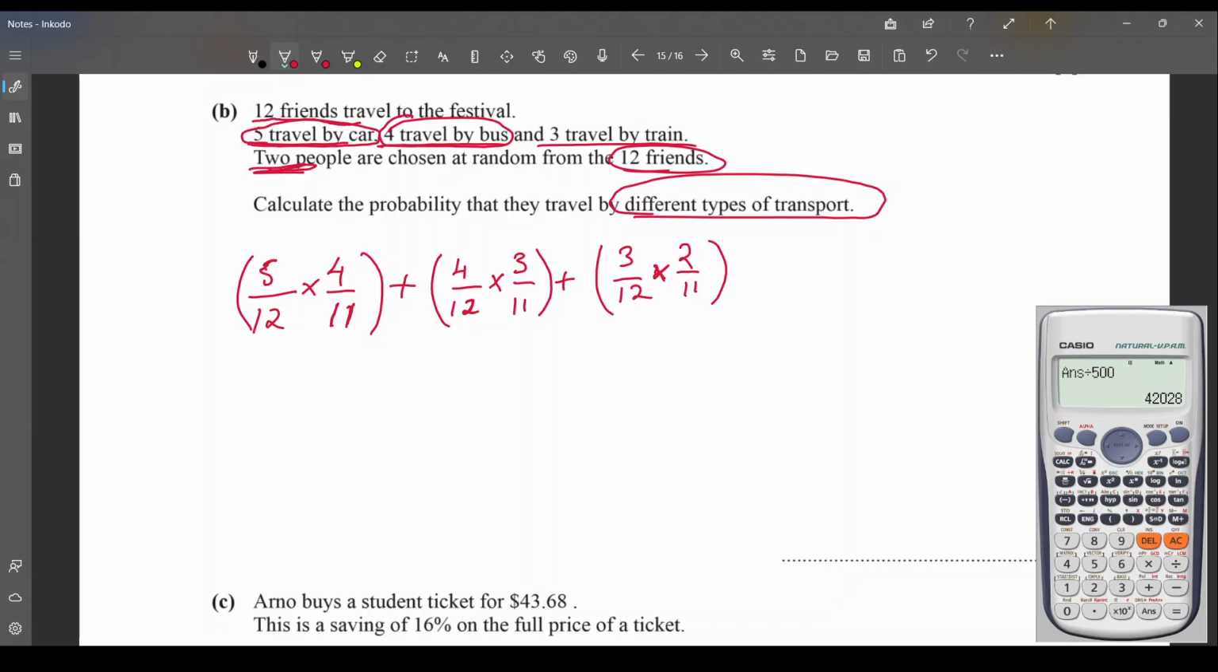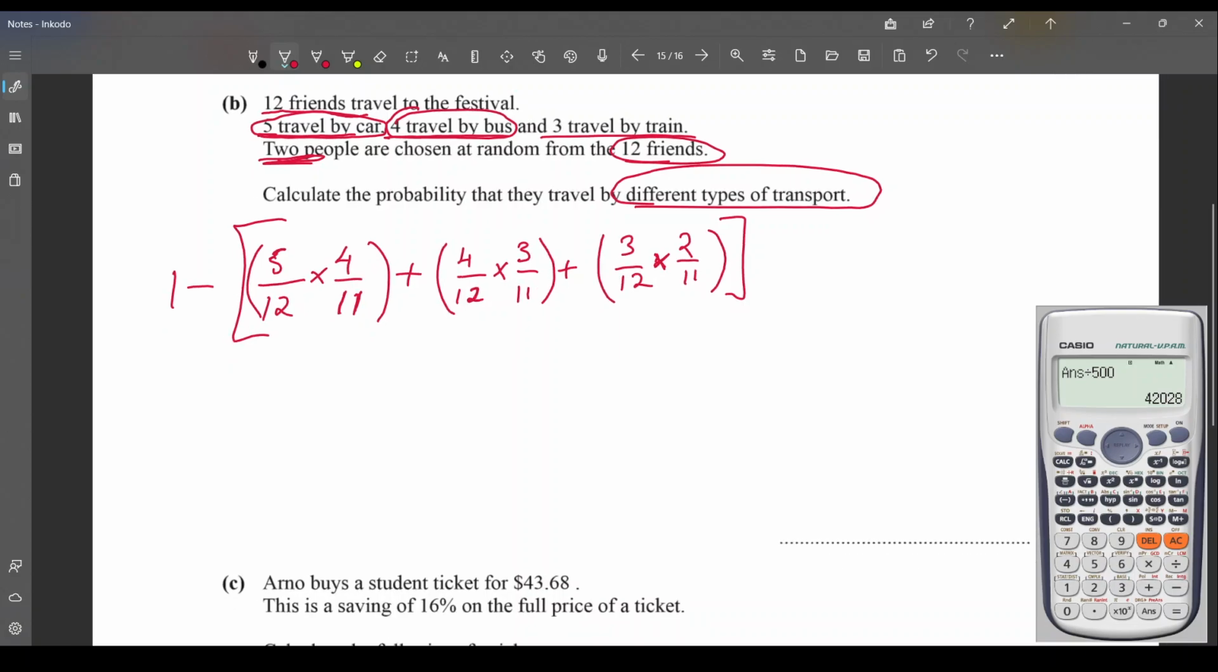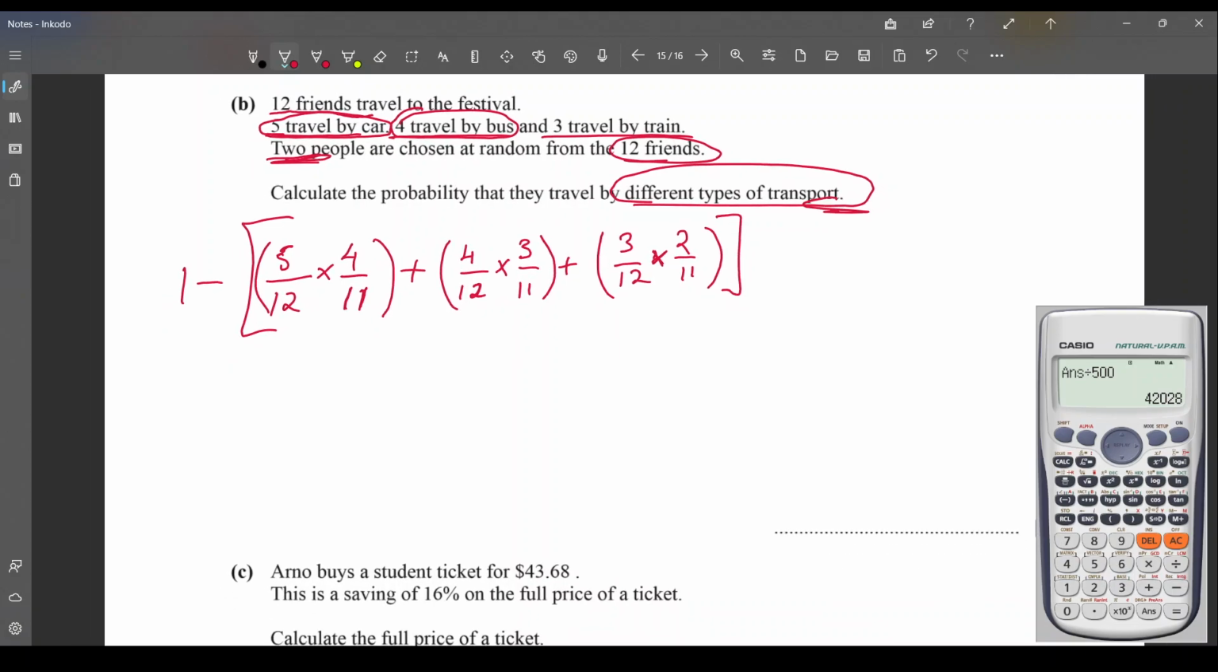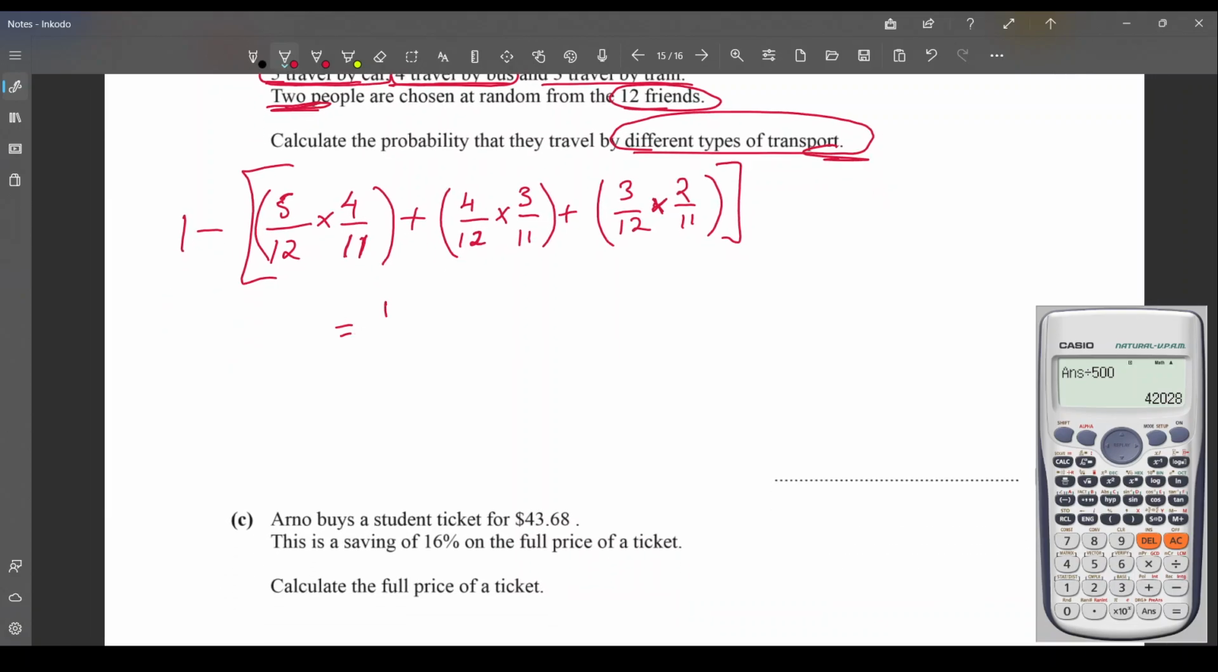Because these are for the same means of transport, if you subtract all these answers from 1, we will get the probability of different types of transport. After solving this, you will get 47 by 66 as the answer.